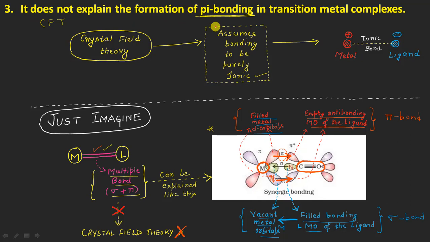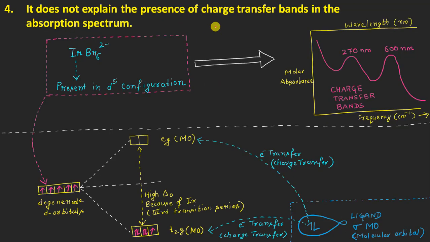So another limitation of the crystal field theory. Moreover, it does not explain the presence of the charge transfer bands in the absorption spectra. Let me take an example here, that is of the iridium 6 bromo 2 negative transition metal complex. In this case, the iridium is present in the d5 configuration.